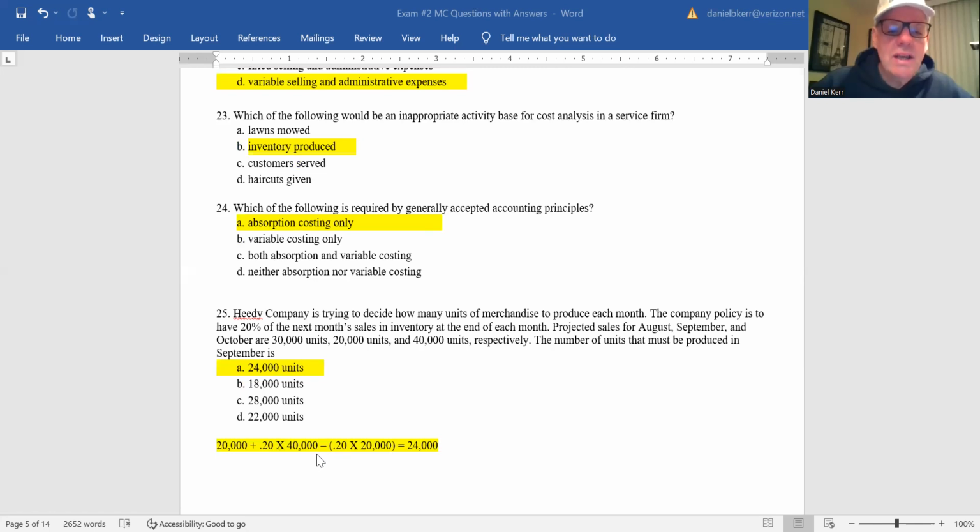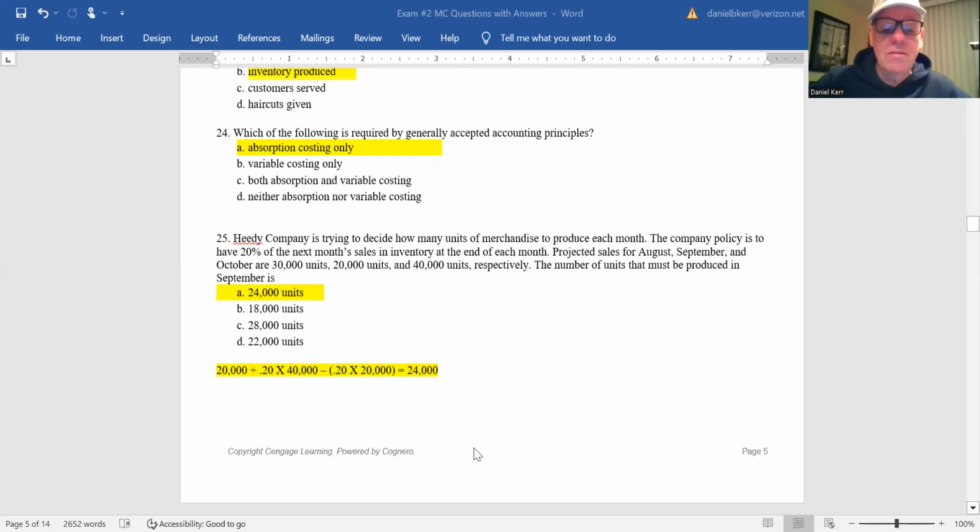And then you have to subtract out the inventory that you had at the beginning of the period. And the inventory you had at the beginning of the period would have been, so August, September. So beginning September, you would have had 20,000. So you multiply that by 0.2. So if you work it out, you get 24,000 units. Number of units that must be produced would be the number you plan to sell, plus the number you want to have in ending inventory, minus the amount you had in beginning inventory. So the answer there is 24,000. Again, whenever you got multiple choice that involves calculations, do the calculations first, then go looking for your answer.